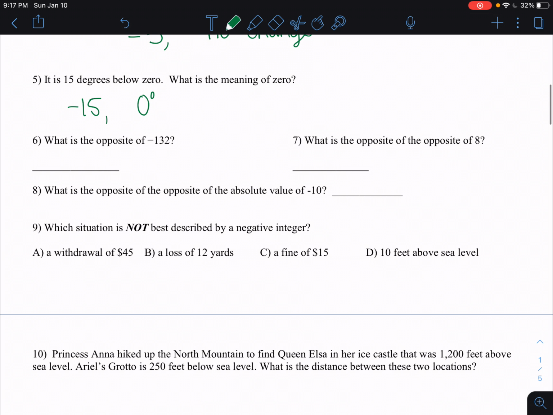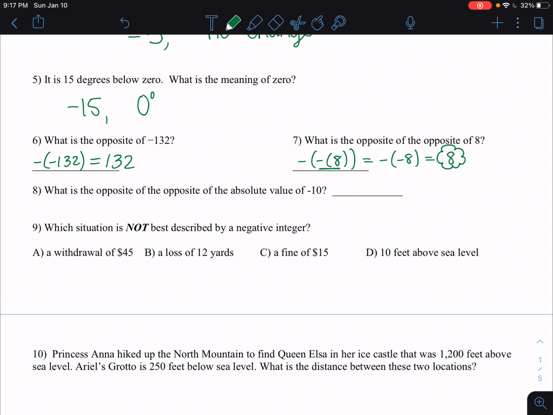The opposite of -132 is going to be +132. The opposite of 8. And we're going to work our way in to out. So the opposite of +8 is -8, and the opposite of a negative is a positive.